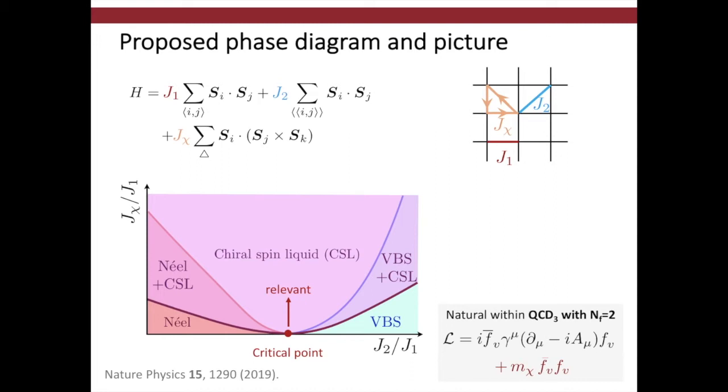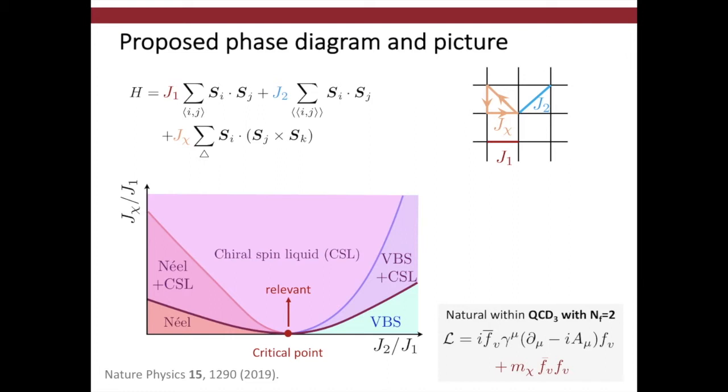Of course, if we start away from the critical point, say here in the Néel state, a critical value of J chi has to be applied in order to enter a phase where the chiral spin liquid coexists with Néel order, before eventually reaching a pure chiral spin liquid. We expect similar behavior on the VBS side of the phase diagram, albeit less relevant for the following discussion.